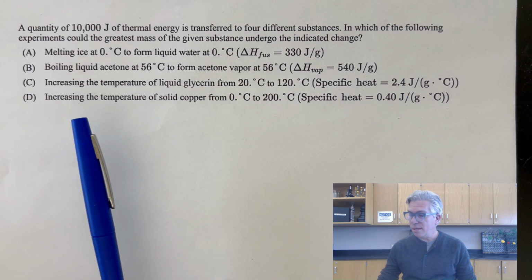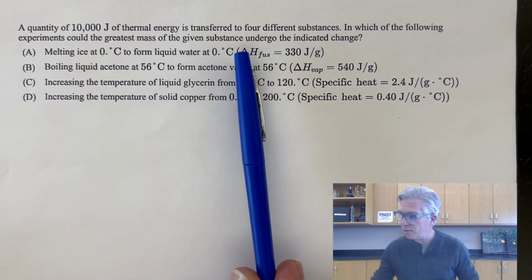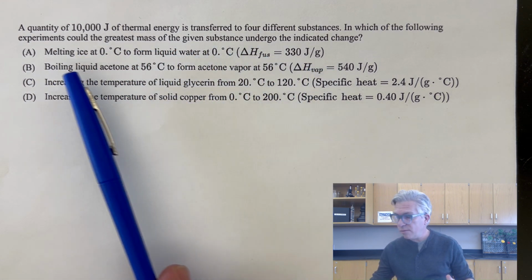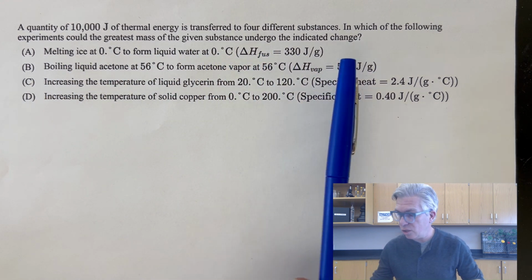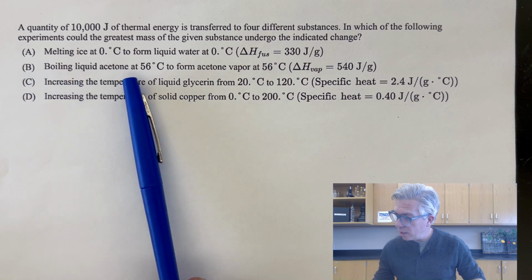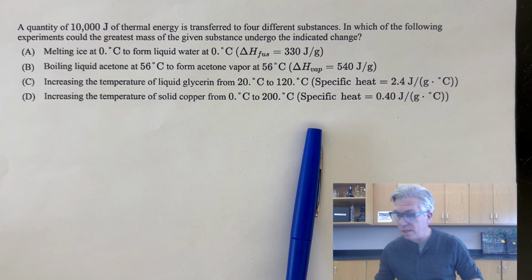Our first question today goes as follows. A quantity of 10,000 joules of thermal energy is transferred to 4 different substances. In which of the following experiments would the greatest mass of the given substance undergo the indicated change? Okay, so we have melting ice, boiling liquid acetone. They give us the heat of fusion, heat of vaporization, and a couple of heat capacities.